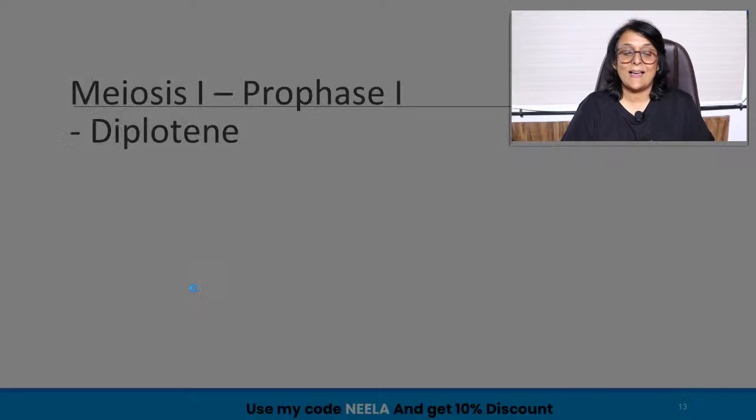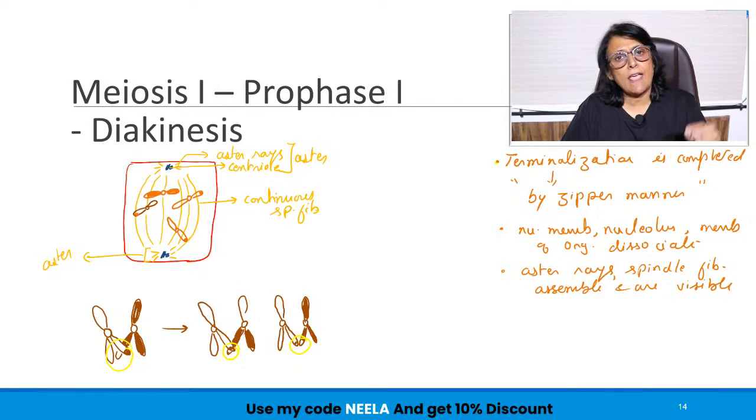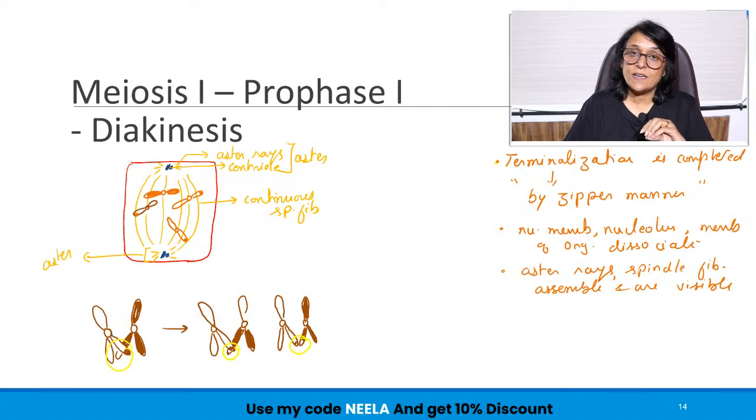Now comes the last stage, diakinesis. Everything that happens in prophase of mitosis happens here. Nuclear membrane, nucleolus, membrane of the organelle dissociate. Spindle fibers are formed, chromosomal and interpolar. And aster rays also form. So if aster rays are formed, you start seeing the 2 asters, and prophase is complete.